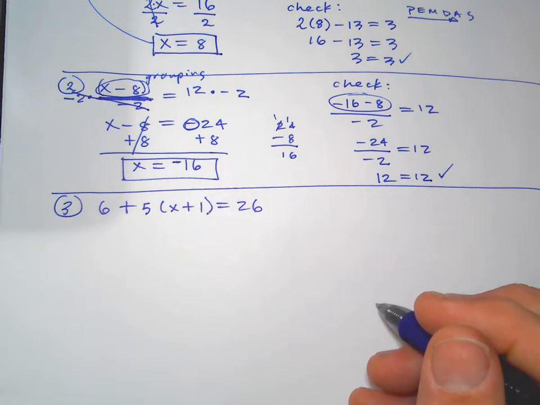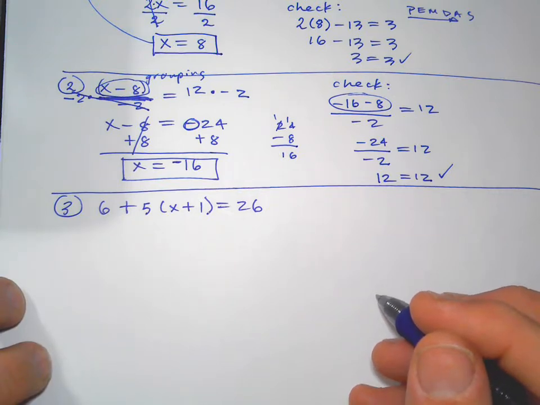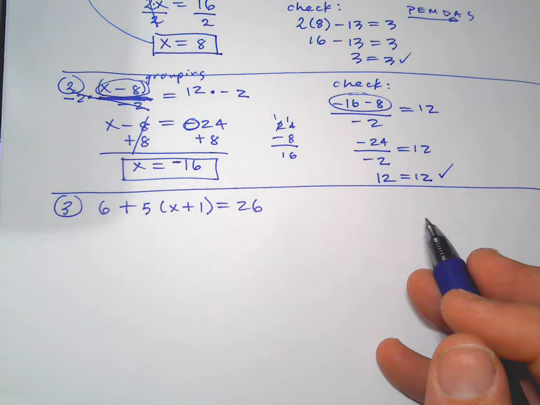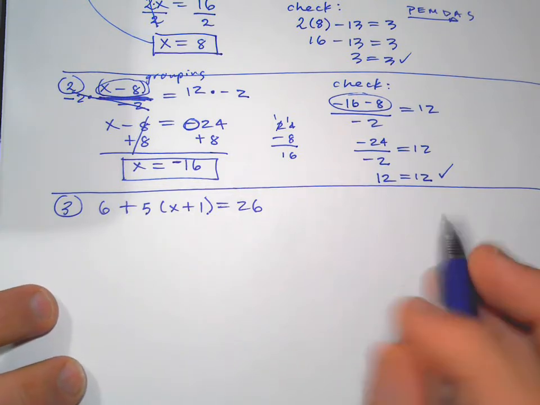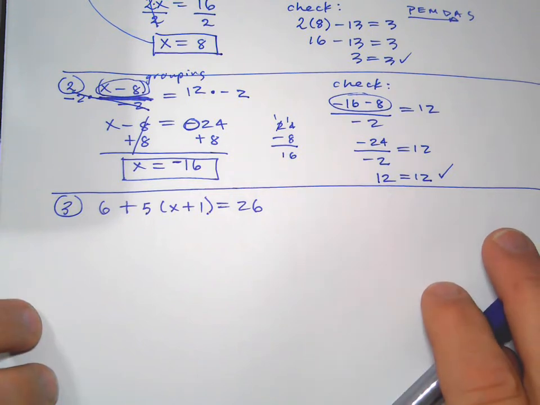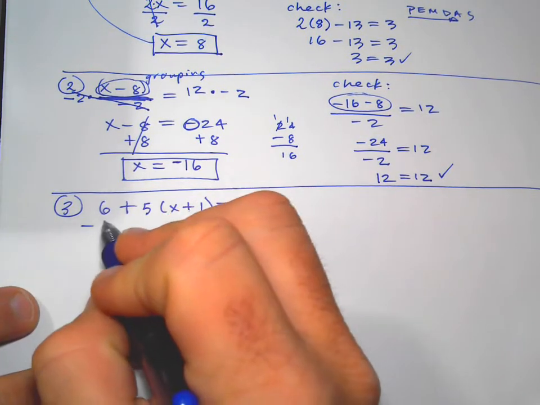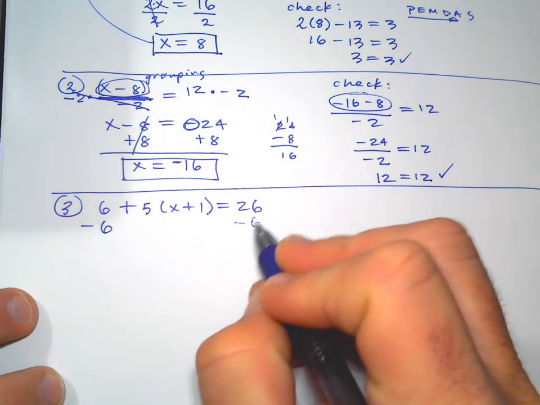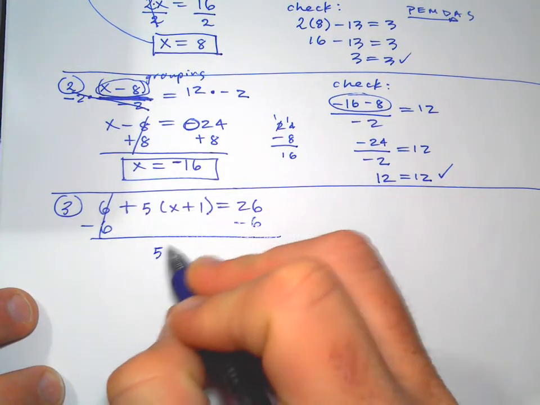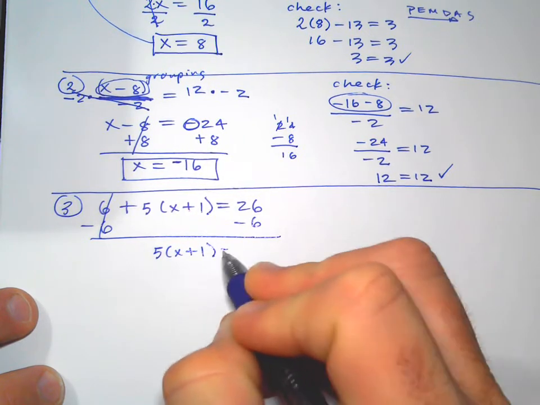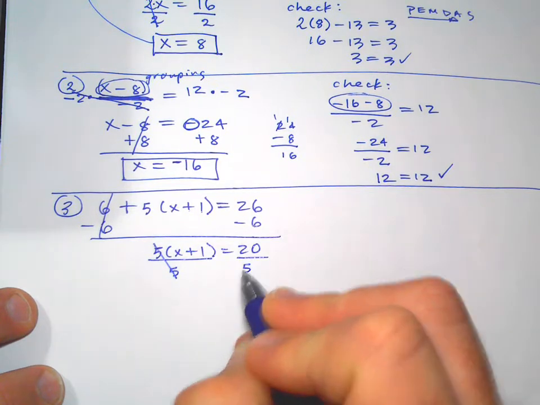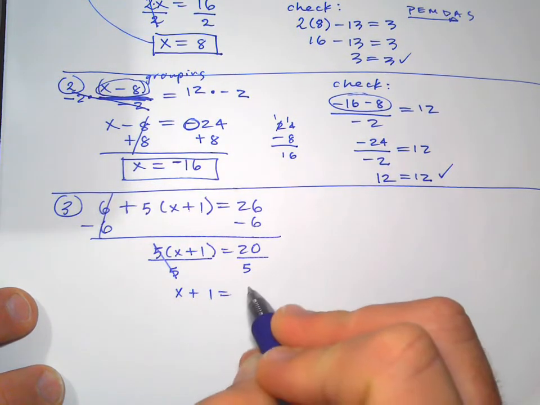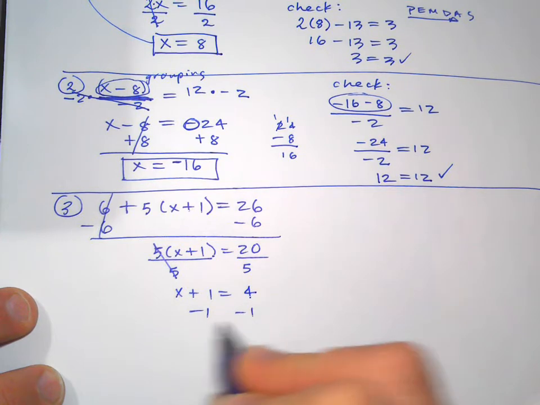Now in this problem, I think we have a couple options here. We could simplify it. Yeah, so there's two ways. We could say, well, let's undo this -6 from both sides first. And then let's divide by 5. And then let's subtract 1.